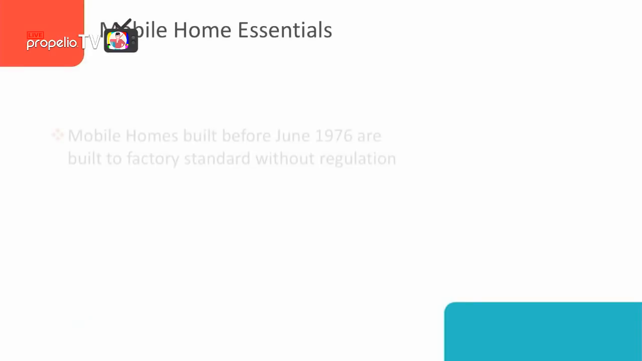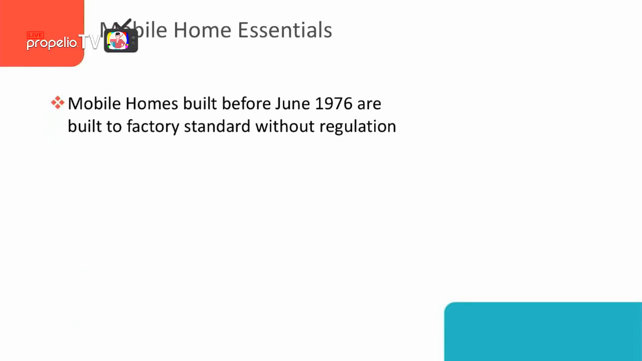So some essentials that we need to take into consideration here, and I'm going to go through some definitions and some history. Mobile homes built before June of 1976 are built to factory standard without regulation. And this is where a lot of the stereotypes on mobile homes are bred from, and that's because prior to 1976, HUD had no involvement with mobile homes whatsoever, and they were built by whoever wanted to build them, to whatever standards they wanted to be built by.